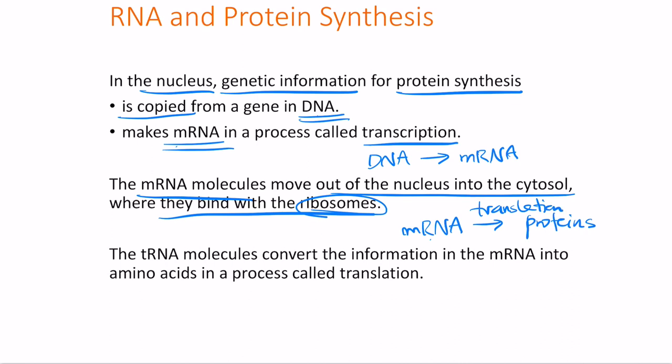Remember that we discussed in total three processes: replication, where DNA copies itself and creates two daughter structures; transcription, which is the conversion of DNA into mRNA; and translation, which is the conversion of mRNA into proteins. The process of replication occurs inside the nucleus, transcription also occurs inside the nucleus, but translation occurs in the cytosol, outside the nucleus. The tRNA molecules convert the information in the mRNA into amino acids in the process called translation.